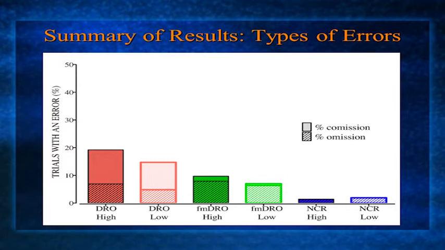By contrast, most of the errors that occurred in the FM DRO conditions were errors of omission. That is, the subject simply failed to deliver a token to the client at the end of the interval, even though the client was not engaged in the problem behavior at the moment that the interval elapsed. All of the errors that were made in the NCR conditions were errors of omission. In these cases, the staff member just simply did not deliver a token when the timer signaled the end of the interval. Reached over, turned the timer off, no token delivery.